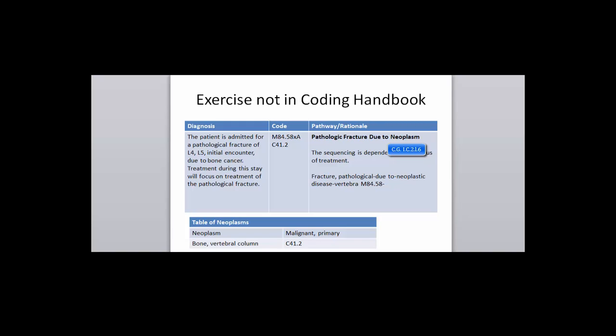Your pathway is here on the slide. Fracture, pathological is your main term, with subterms due to neoplastic disease, vertebrae. Takes you to M84.58. When you go to the tabular, you see that there is a 7th character needed. We know the initial encounter is our 7th character, so we need a placeholder X in the 6th character position, and that indicates that pathological fracture. It's the principal because our focus of treatment during this encounter is the treatment of that pathological fracture, and the cancer is there because that's the reason why he has this pathological fracture.